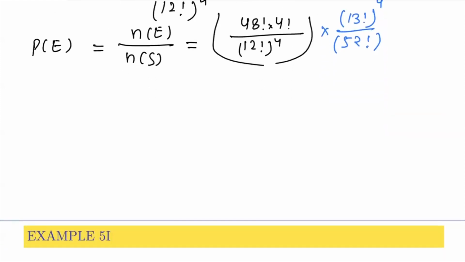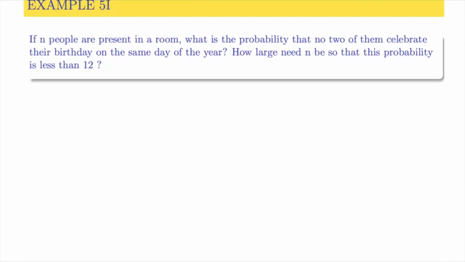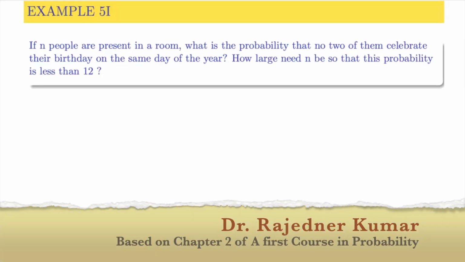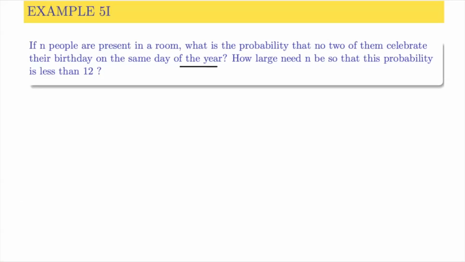Now after this, we have next example 5I. Let us first read the question, then we'll try to discuss. The question is, if n people are present in a room, what is the probability that no two of them celebrate their birthday on the same day of the year? Okay, this is the first task. The second task here is how large n should be so that the probability is less than 1 by 2. This is the second task.